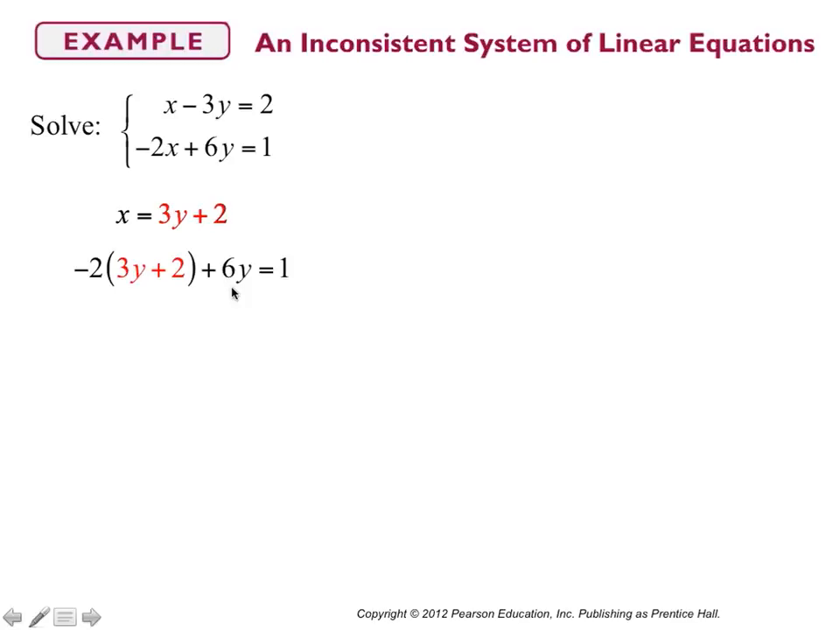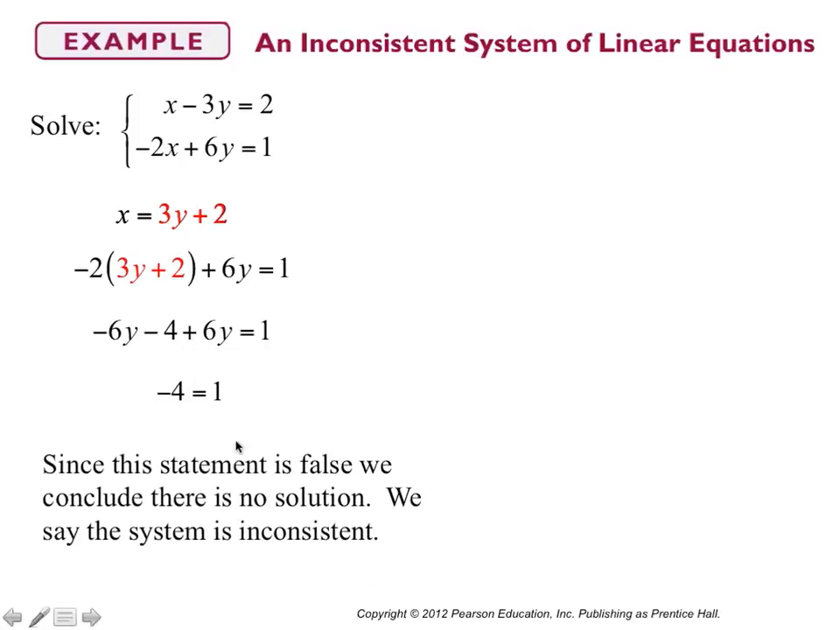And if we go ahead and distribute this, we have negative 6y minus 4 plus 6y equals 1. Negative 6y and plus 6y, those are just going to go away. And we're just left with negative 4 equals 1, which we know is not a true statement. We know that negative 4 is not equal to 1. So since the statement is false, we conclude that there is no solution.